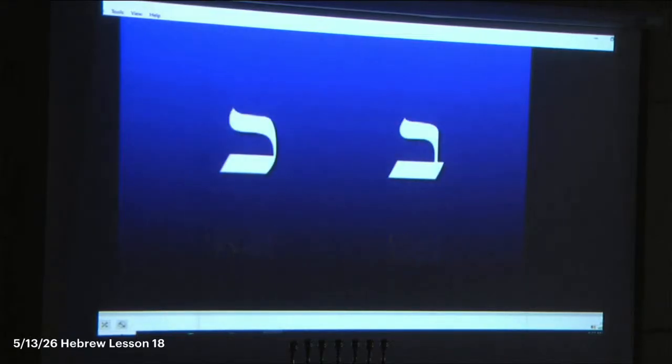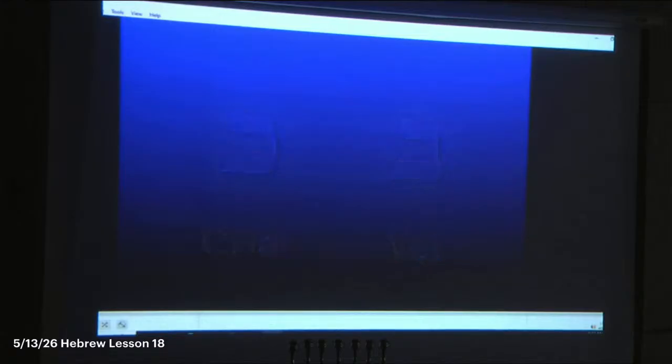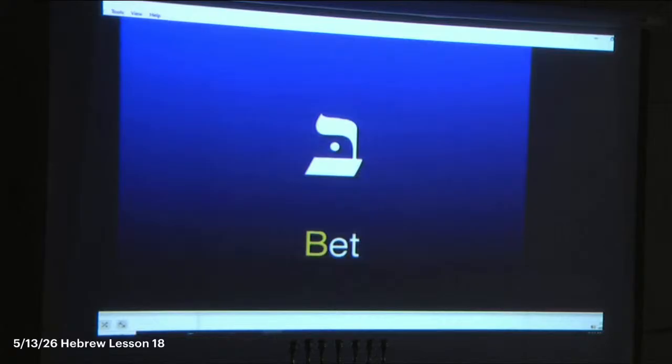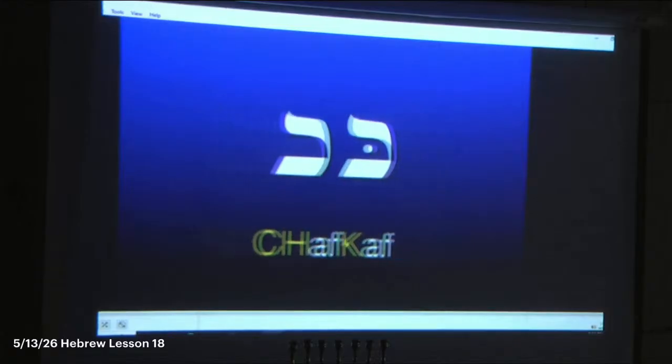Let's take a look at some others. How about these two letters? If you said the vet and the chaf, you are correct, mitsuyan. And please remember that the bet and the vet are really the same letter. They're both the letter bet with a dagesh. The bet is pronounced as a B. Without the dagesh, this dot in the middle, it is pronounced as a letter V, and therefore we tend to call it the vet. And the kaf and the chaf are the same letter.